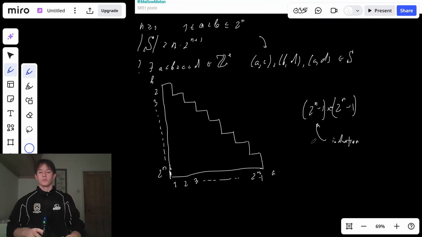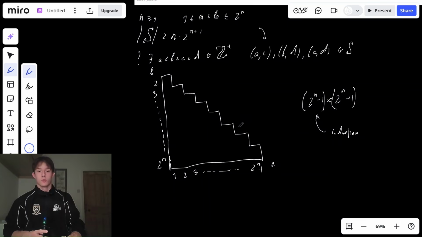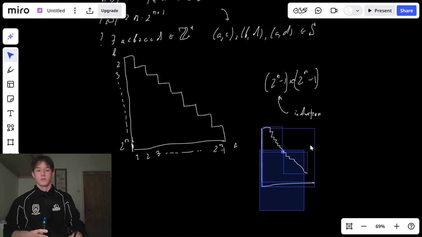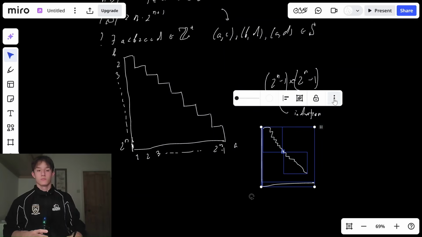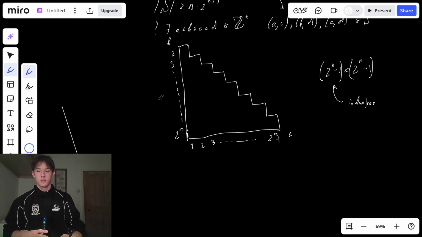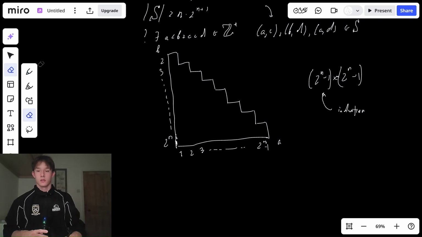Because 2 to the power n usually works well with induction, and so does staircases. And the cool thing about staircases is if I look at a 2 to the power n minus 1 by 2 to the power n minus 1 staircase, I won't draw a nice diagram, but if you try to draw a nice diagram, essentially what you'll end up seeing is that, wait, this guy here.